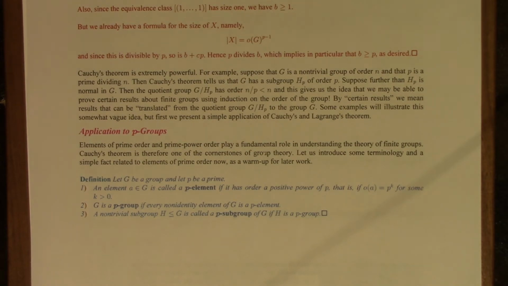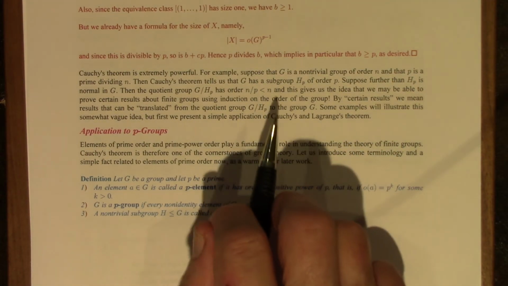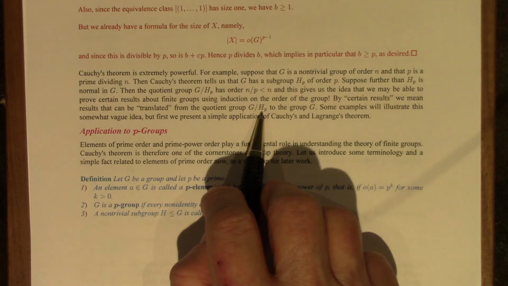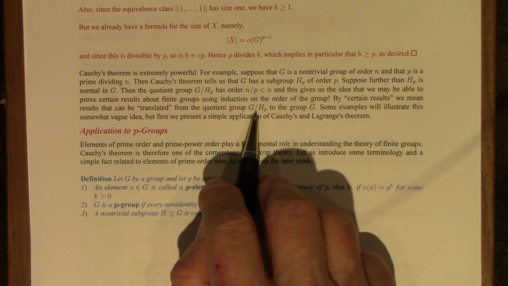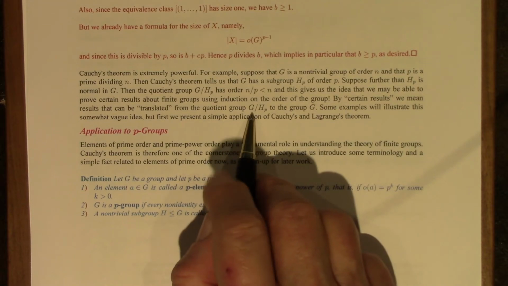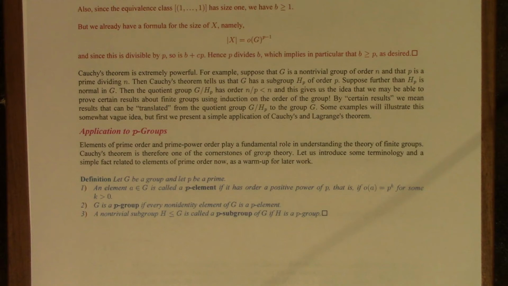Because the inductive hypothesis will be that we can apply it to the quotient group. So if the properties we're looking at are amenable to translation up from G mod HP to G, this might work. Now I know that's kind of vague, but when we do, we're going to use it twice, and you'll see how it works.